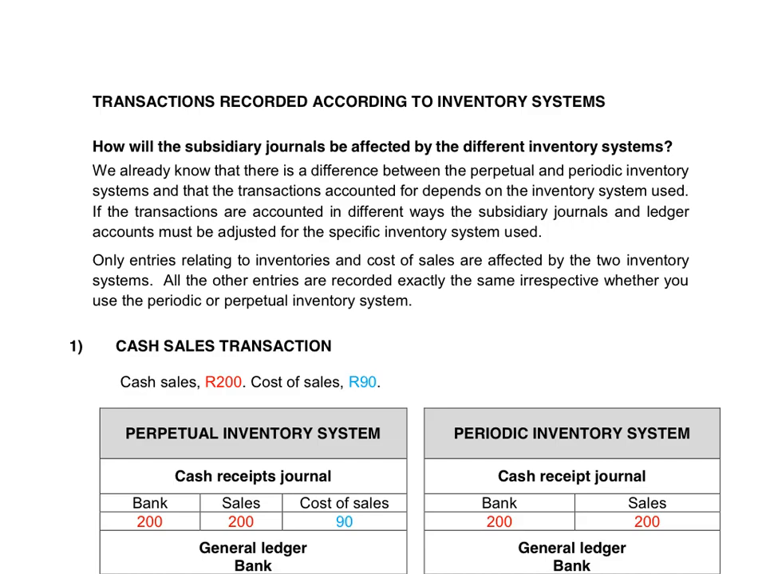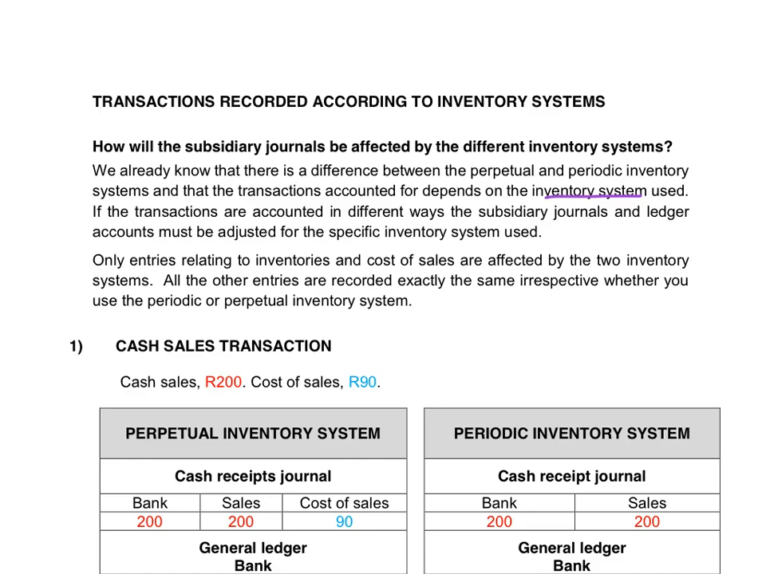When the periodic inventory system is used, we don't use the inventory account during the year and there is no cost of sales account. We already know that there is a difference between the perpetual and the periodic system and that the transactions accounted for depend on the inventory system.